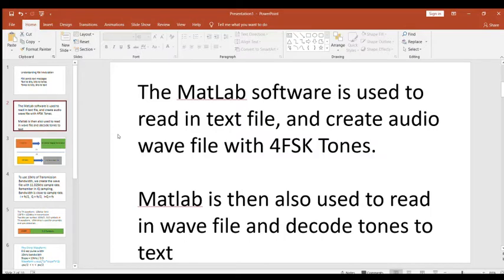Alright, well, how do we do all this? Matlab was used to read in a text file, and it creates an audio wave file with 4 FSK tones. This is the FSK transmit text file, or M file. And then there's a receive file, the RX receive.m file, that is used to read in the wave file and decode the tones back into text.